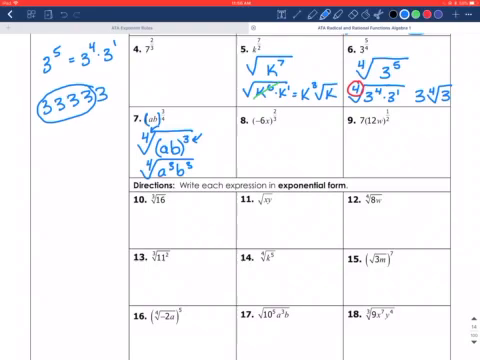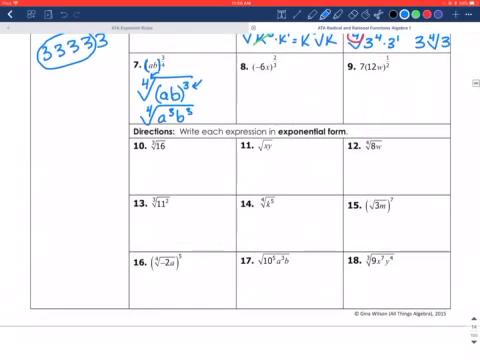Now we can go from radical to exponential. We do the exact same thing. Our index is a 3, so I'm going to put the denominator right there with a 3. I'll put 16 as my base, and then 16 is being raised to the first power. That's it. So the cube root of 16 is 16 to the 1/3 power.